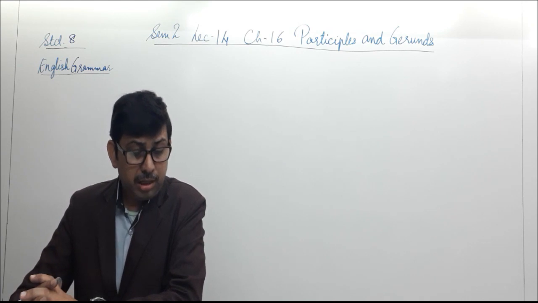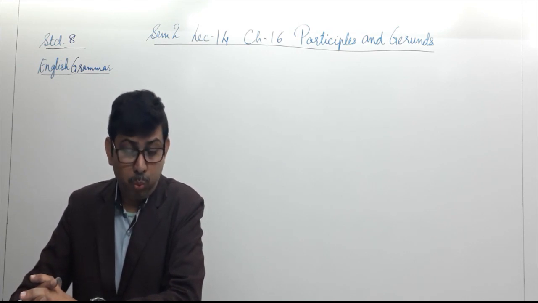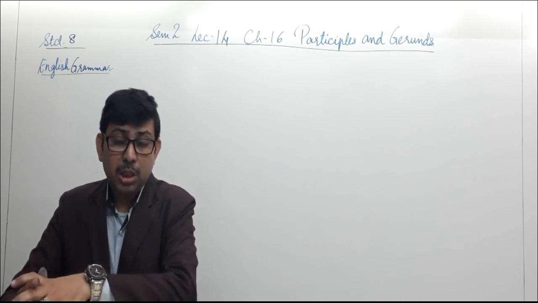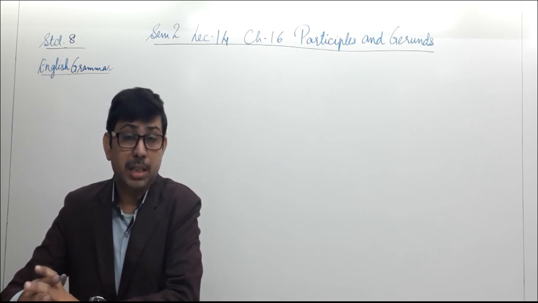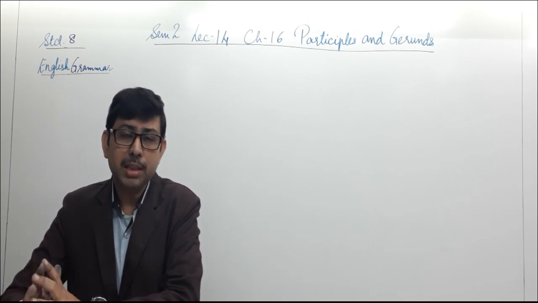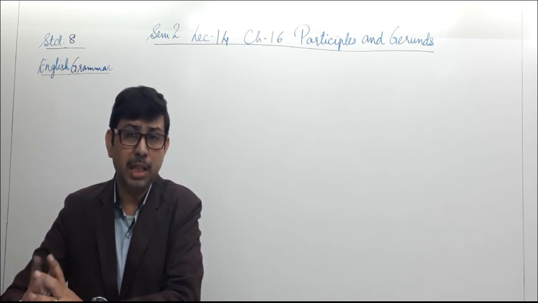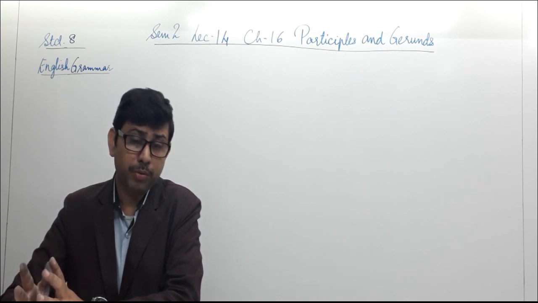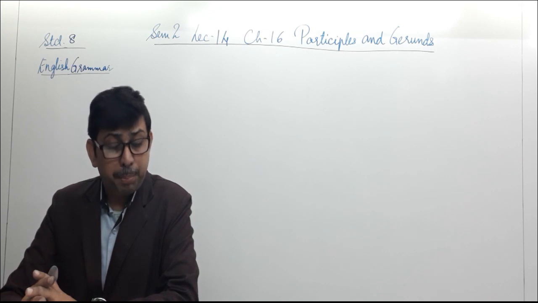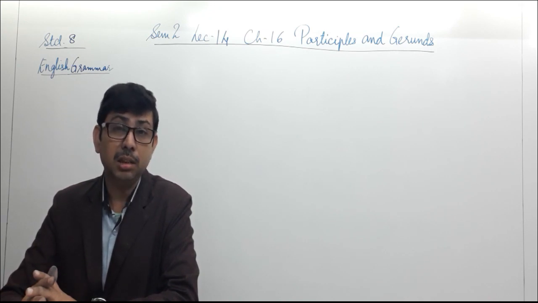A gerund is a present participle, verb ending in ing. When you look at a verb that is the ing form of the verb or the present participle form of the verb, you can just say that it is a present participle, isn't it? The ing form of the verb, the fourth form of the verb. But a gerund is a present participle verb ending in ing, which functions as a noun.